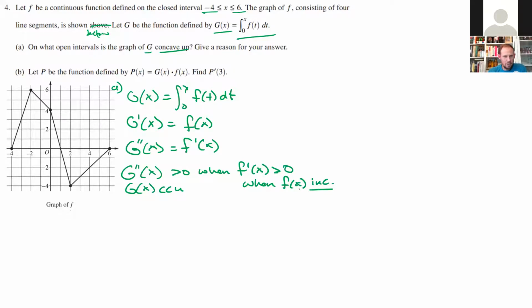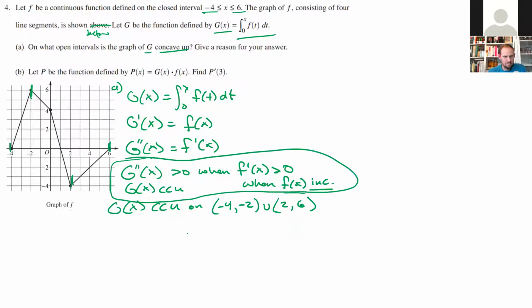When f is increasing, that means g double prime will be positive and g of x will be concave up. So we're increasing from -4 to -2, and then we're increasing from 2 to 6. So we'd say g of x is concave up on -4 to -2 and 2 to 6. If you use brackets instead of parentheses, that's fine. And my reasoning is basically that right there, because that's where f is increasing.